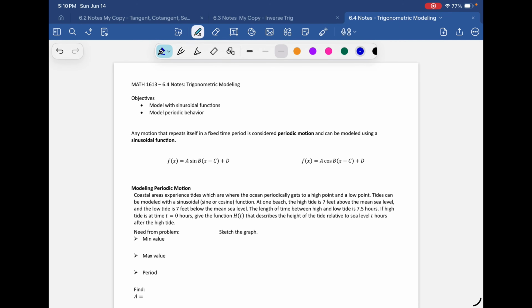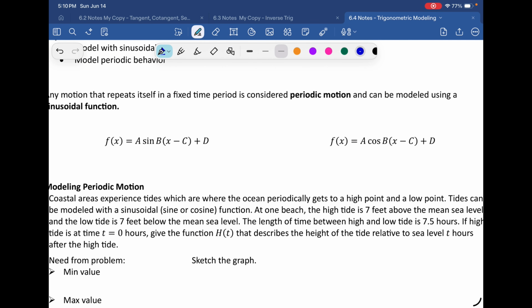All right, last section in Unit 6 is trigonometric modeling. And so it's just like it sounds. We're basically going to be writing sinusoidal equations for situations where periodic behavior is the norm. Just to remind you, these are the functions we're looking at: f of x equals a sine b(x minus c) plus d, or f of x equals cosine.